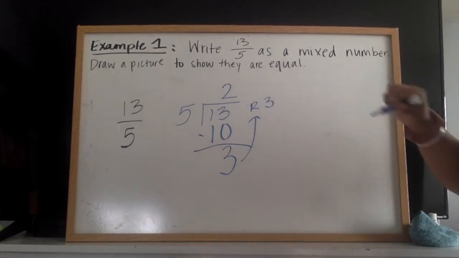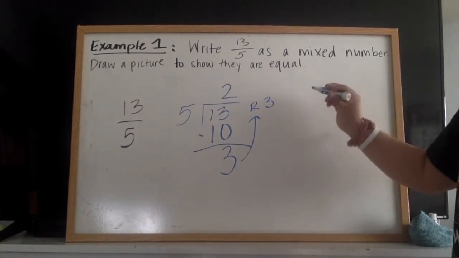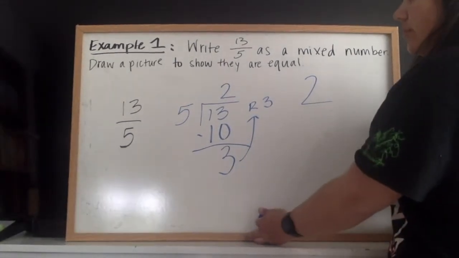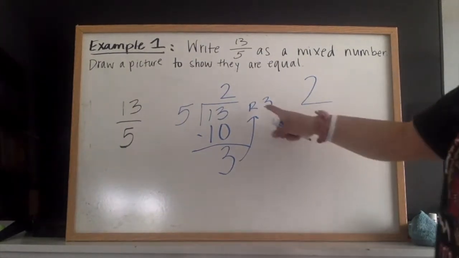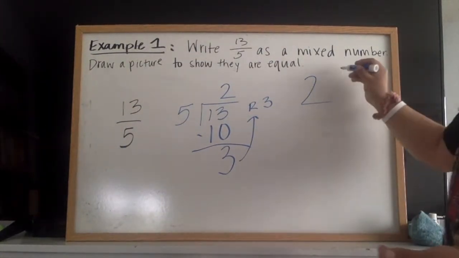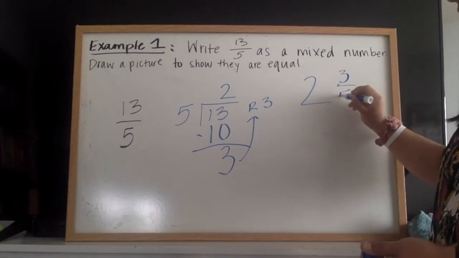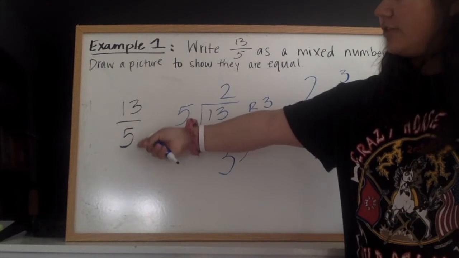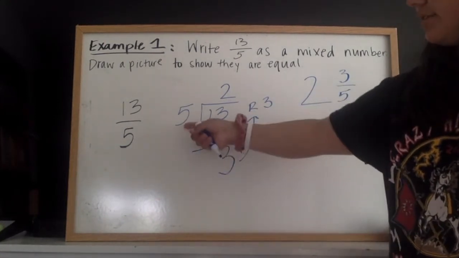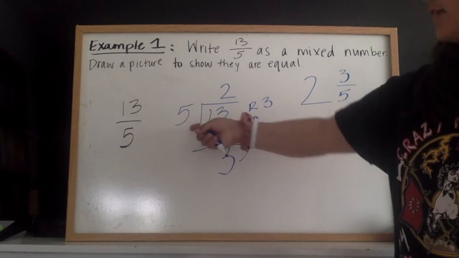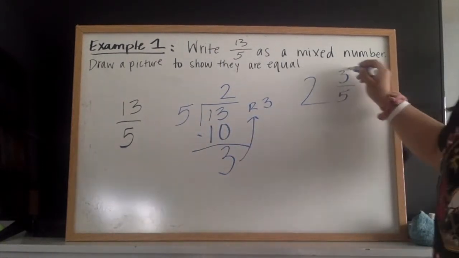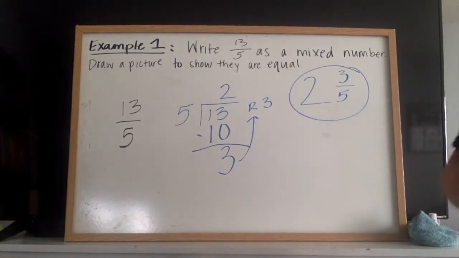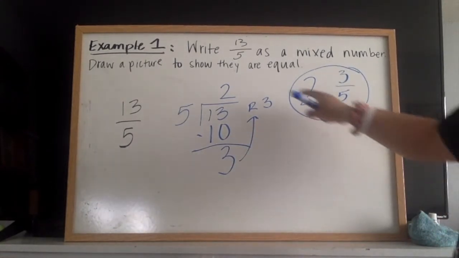So we're going to start writing our mixed number here. We've got 2, and then our fraction would be whatever's left over. So we have a remainder of 3. So that means there's 3/5 left. I got the fifths from our original fraction over here. Our denominator is 5. That's what we're dividing by. So it's 3/5. We've got that much left over. So this is our mixed number. Now we need to draw a picture to show and represent that this, in fact, does equal this.